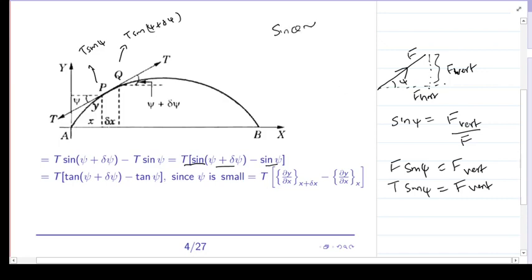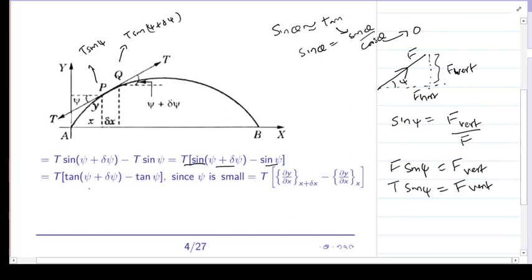Sine theta is almost equal to tan theta, because tan theta is equal to sine theta by cos theta. For a small angle, theta tends to 0, so cos theta tends to 1. Therefore, tan theta is almost equal to sine theta for a small angle.